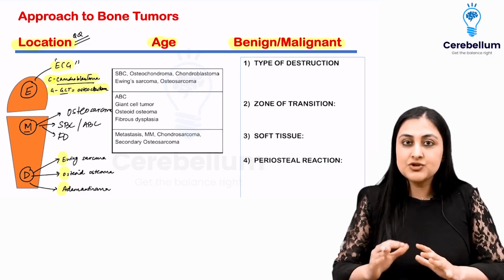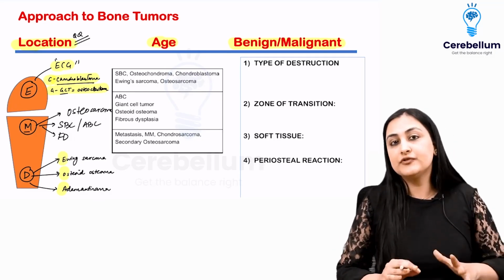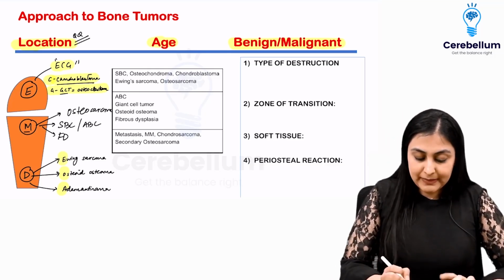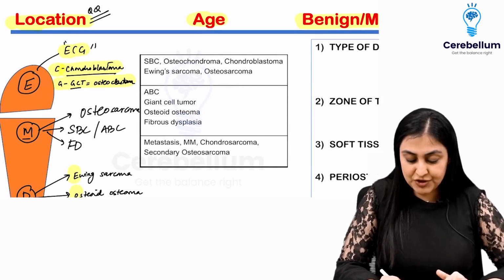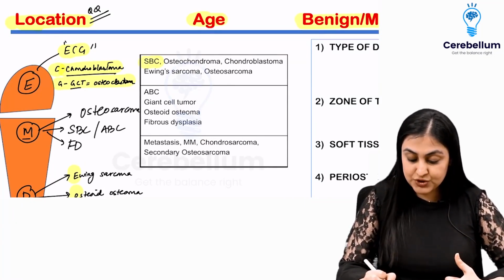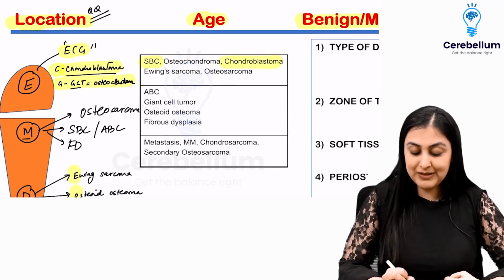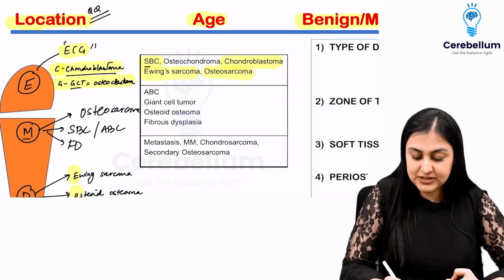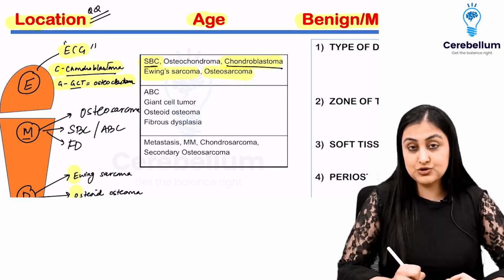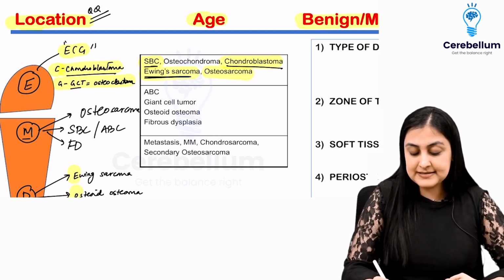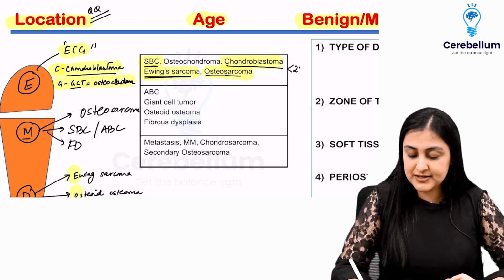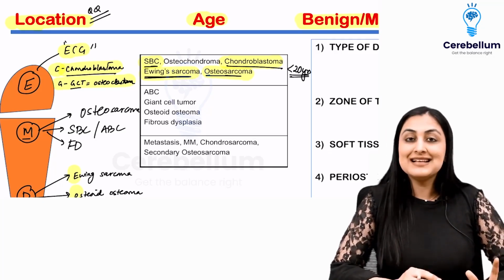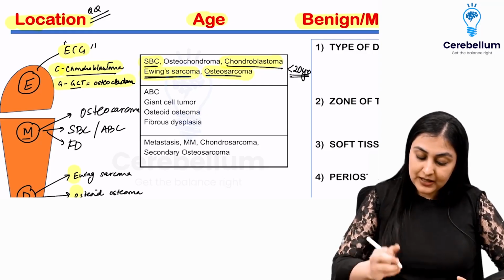Now, using the age, you will further narrow down which of these differentials is the actual diagnosis. So, remember all of these in the first box: a simple bone cyst, osteochondroma, chondroblastoma, Ewing sarcoma, osteosarcoma. So, from the benign lesions, SBC, chondroblastoma more specifically, ES and OS. These are all tumors that are seen in the first and second decade. So, you'll be a child less than 20 years of age.